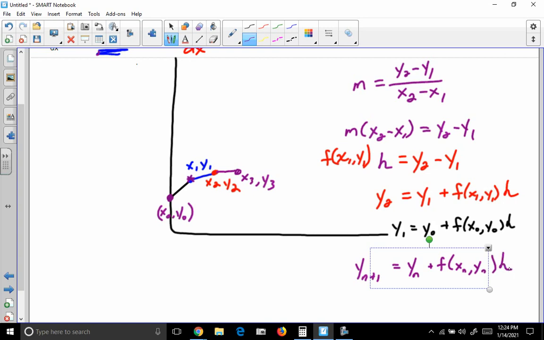So again, h is the change in the x, it's delta x. X sub n, y sub n, those are the current points that we're at. If we're going over a given x amount, we can find out what the next y value will be. So this is Euler's method. So this is what's known as Euler's method.